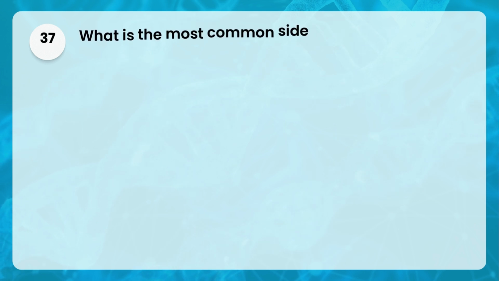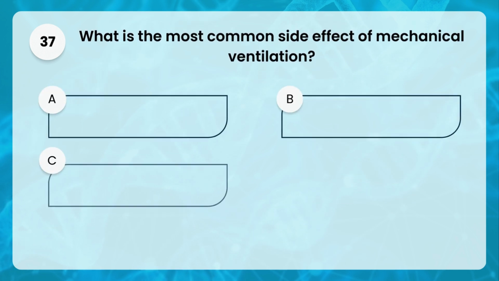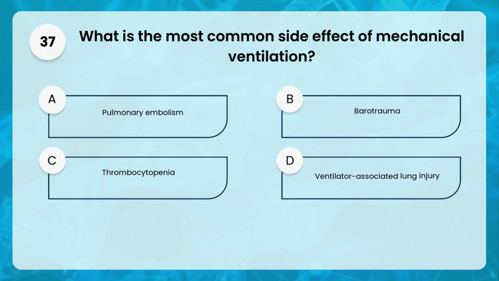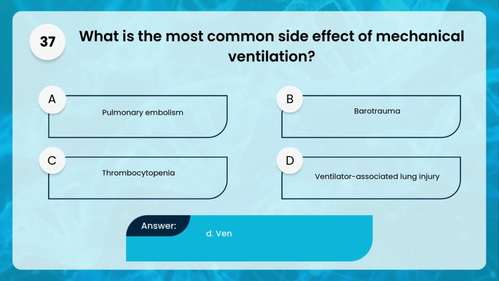Number 37. What is the most common side effect of mechanical ventilation? A. Pulmonary embolism. B. Barotrauma. C. Thrombocytopenia. Or D. Ventilator-associated lung injury. The answer is D. Ventilator-associated lung injury.